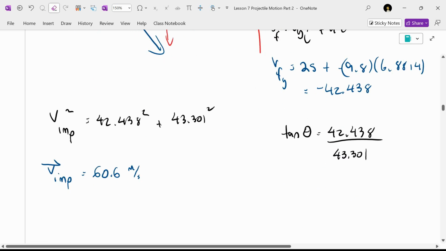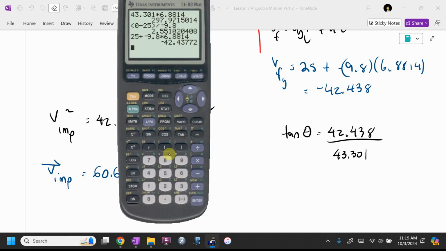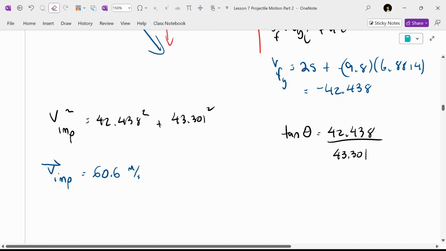Sure. Now, I've got a bit of an advantage since Vx and Vy are nearly the same size. This is almost an isosceles right triangle. You're going to be really close to 45 degrees. Because if they were the same size, it'd be exactly 45 degrees. Let me do the trig, but I'm pretty sure that's what we're going to get. Shift tan of 42.438 divided by 43.301. Yeah, 44.4 degrees. Luke, is that what you got too?